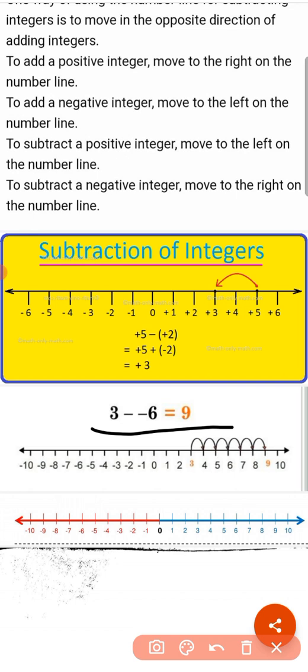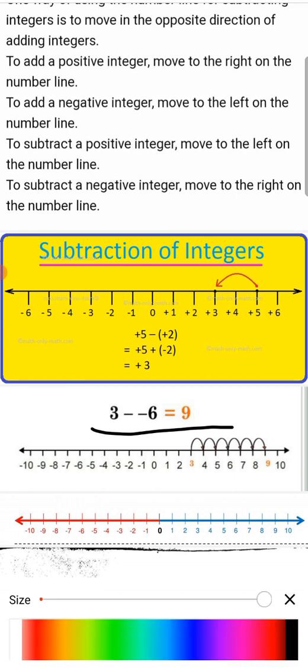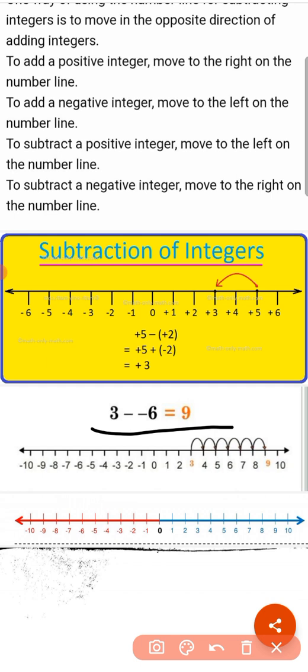Locate the first number first, which is 3. This is the position of 3. Now you should move 6 steps to the right side. From 3, move 6 steps to the right. 1, 2, 3, 4, 5, 6. 9 is our answer.